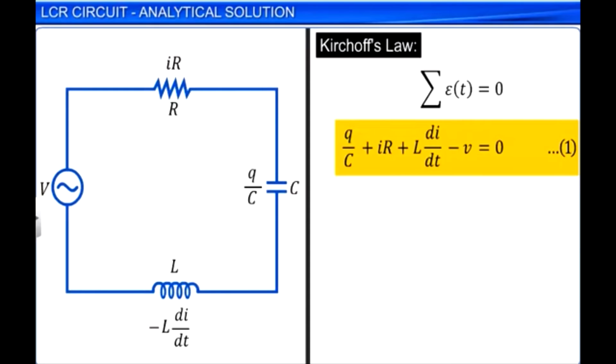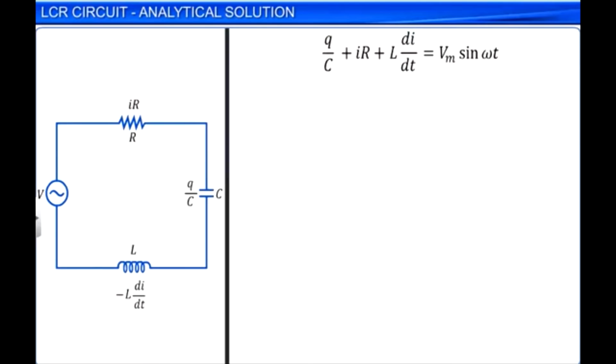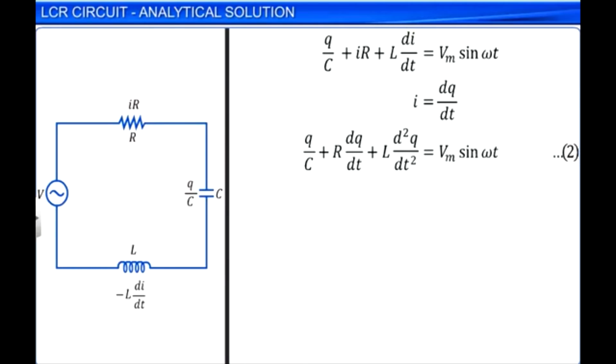Since V is equal to Vm sin omega t, we get Q by C plus IR plus L dI by dt is equal to Vm sin omega t. We know that the instantaneous current I is equal to dq by dt. Hence, we get Q by C plus R dq by dt plus L d square q by dt square is equal to Vm sin omega t. Let this be equation 2.